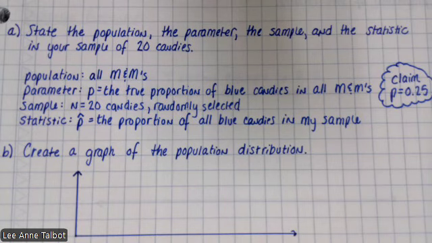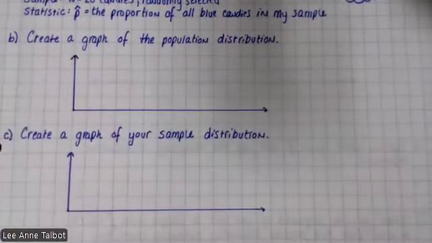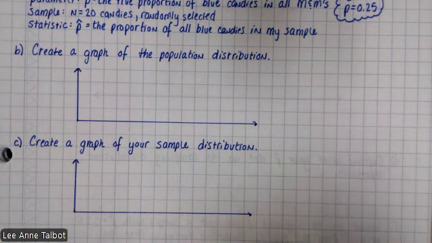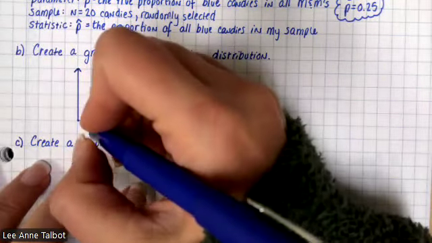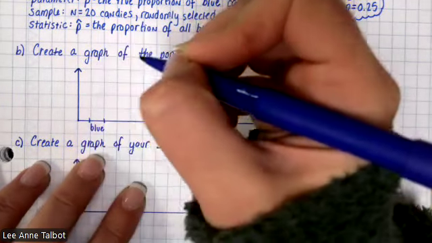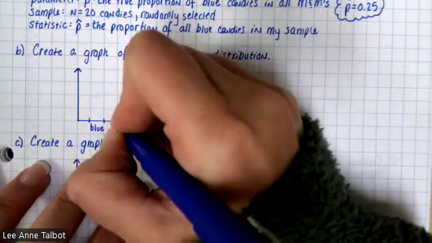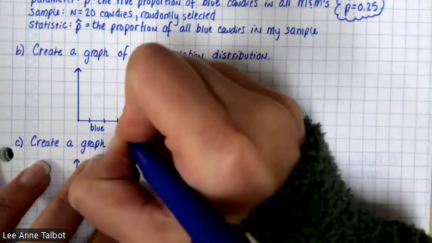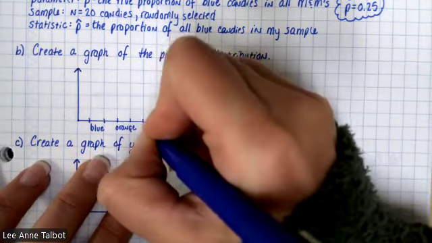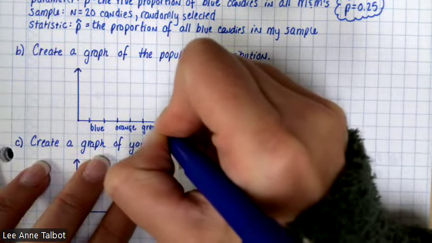Okay. Now we're going to make a graph. So create a graph of the population distribution. Okay, so we're going to put blue, what order were they in? Blue, orange, green.